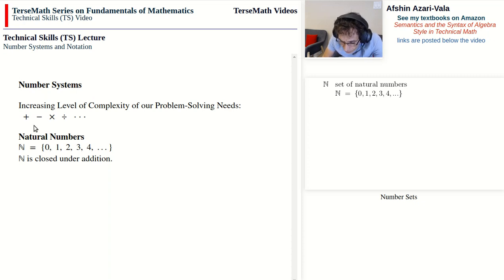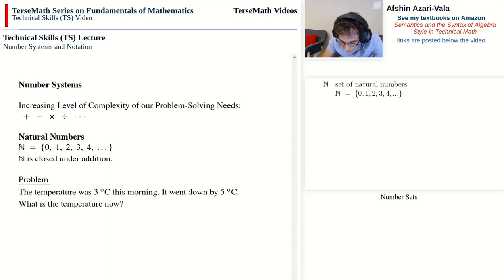We are going to now move on to the next most complex kinds of problems that we solve, and these are the ones that require that we subtract. And when it comes to subtraction, we run into a problem. Take a look at this word problem. The temperature was 3 degrees Celsius this morning. It went down by 5 degrees Celsius. What is the temperature now?